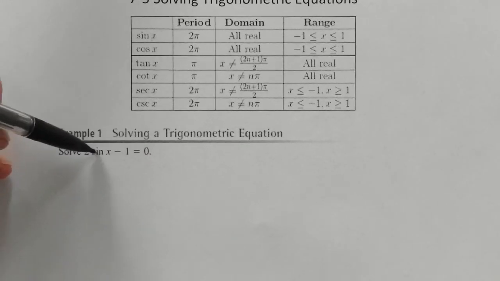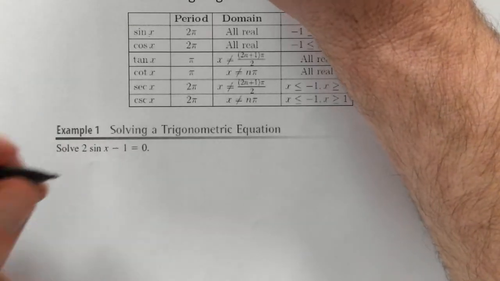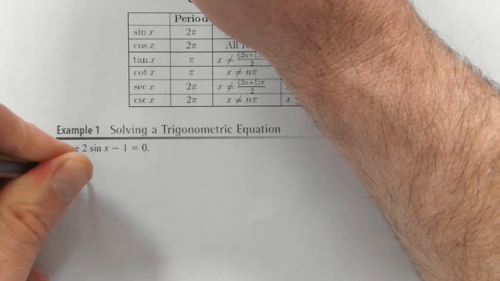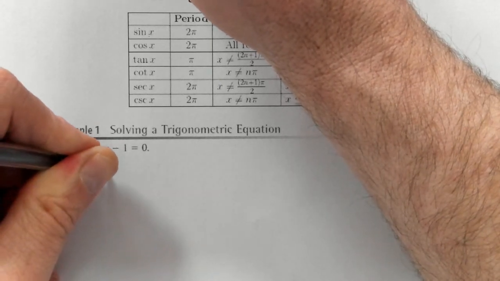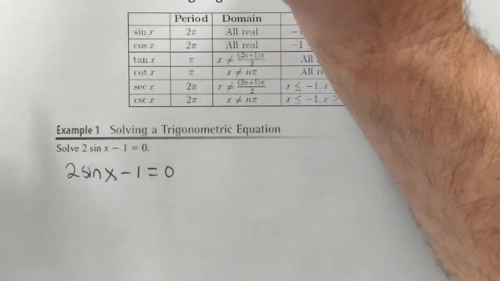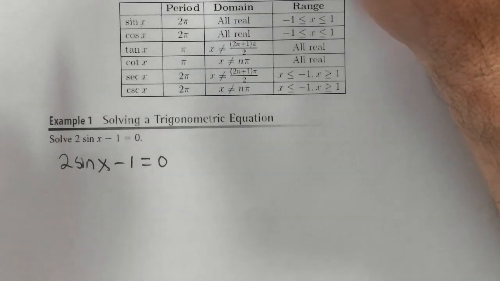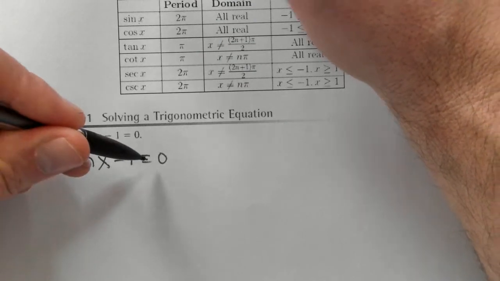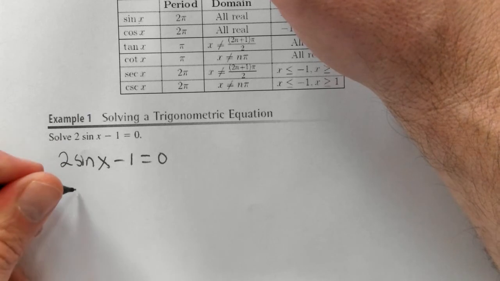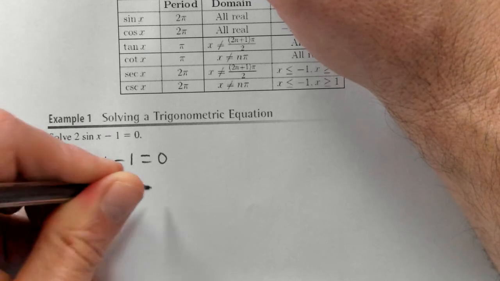So we want to solve 2 sine of x minus 1 equals 0. With a problem like this, a lot of the properties that you would typically use to solve an equation are still going to apply here. Like, for example, we want to try to isolate the x, so I'll move the 1 over to the other side and divide by 2. We can do that all in one step. And then we'll get sine of x equals 1/2.